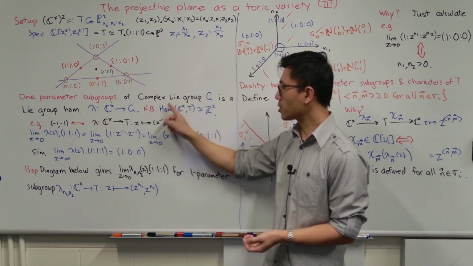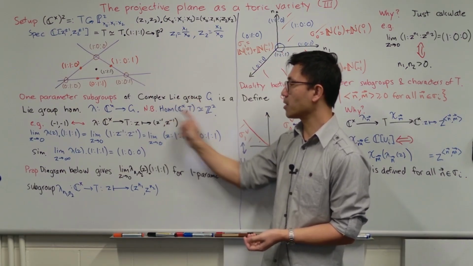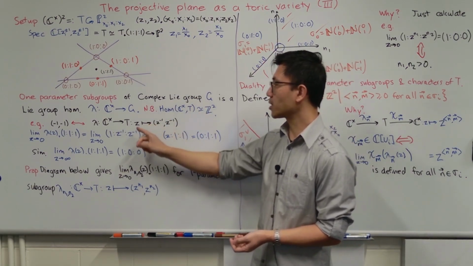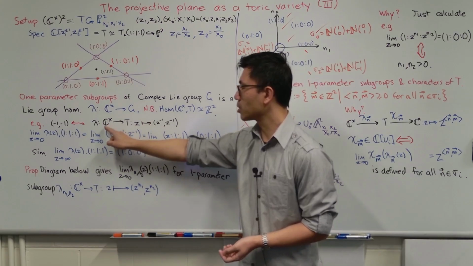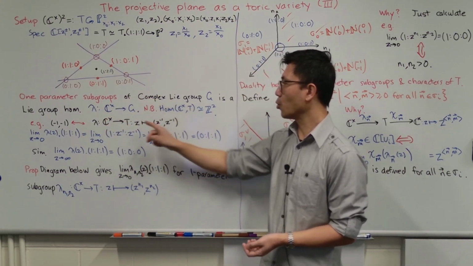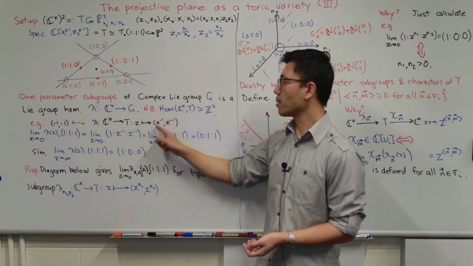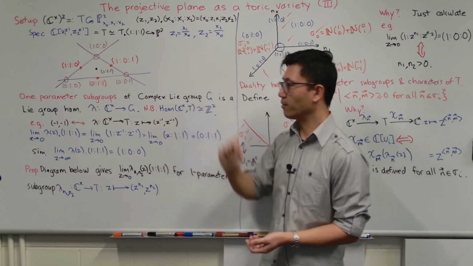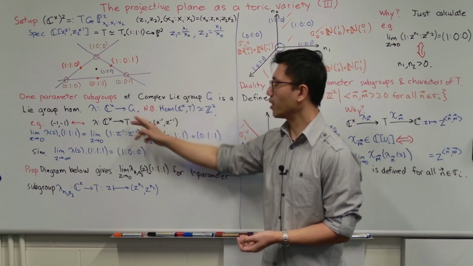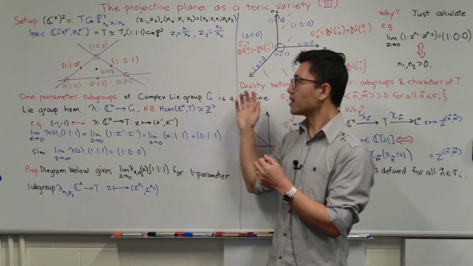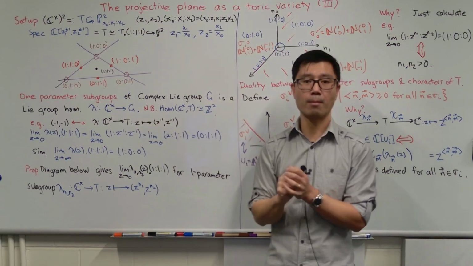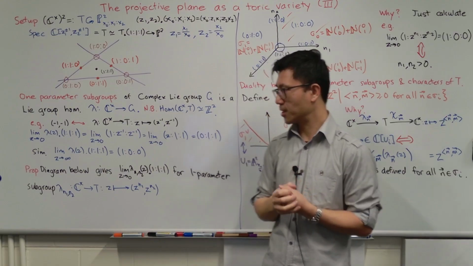And how does this work? If you remember the natural isomorphism that you have here, what it's going to do is send some z, which is a non-zero complex scalar, to an element of this torus. This two-dimensional torus is going to be (z inverse, z inverse). Okay, great. So that's an example of a one-parameter subgroup.